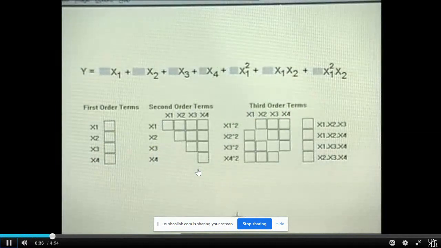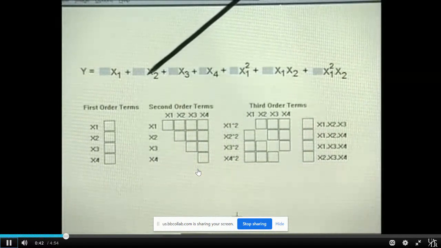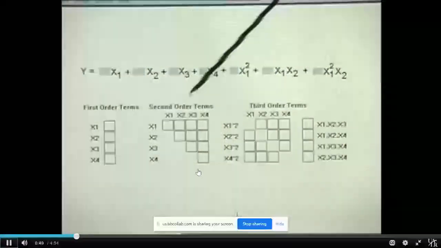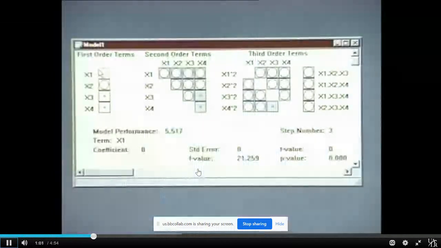Each term in an equation is represented by a square in a grid. X1 is represented here, X2 here, and X1, X2, for example, here. Inside each square is a circle, which is black if the term is already included in the model, and white if not yet included. Here I'm adding and removing the x1 term.